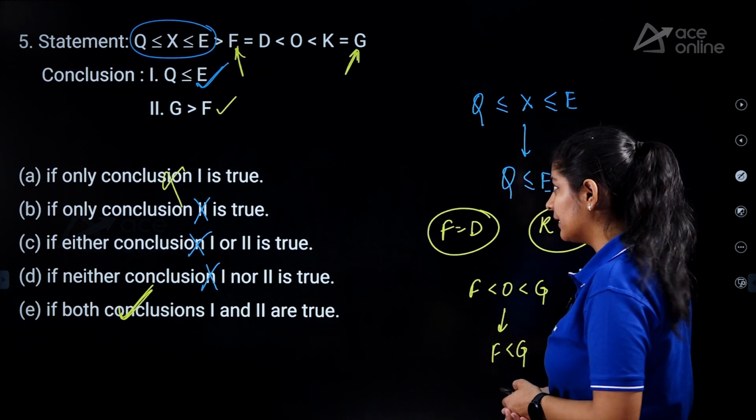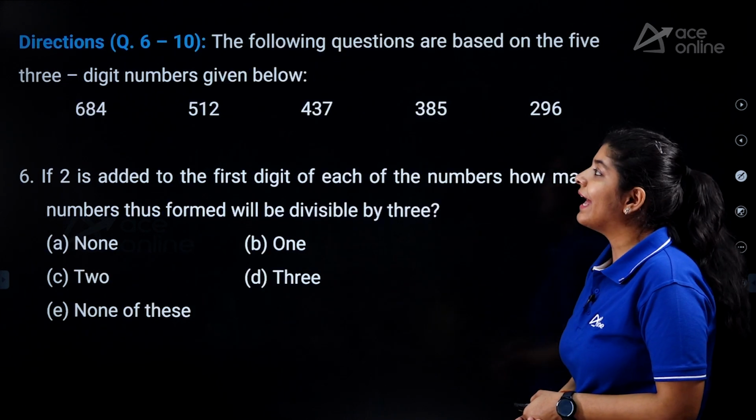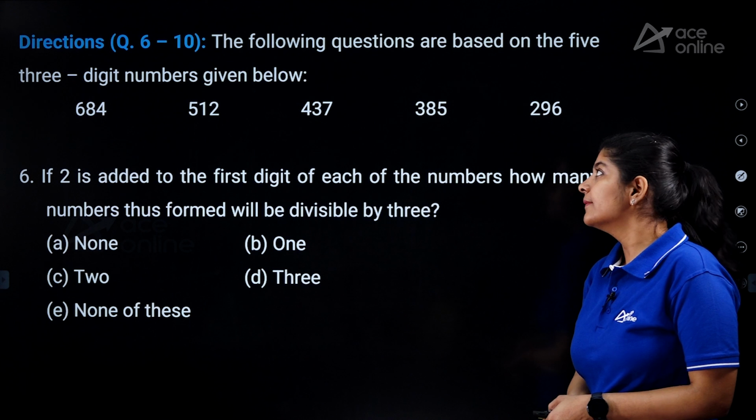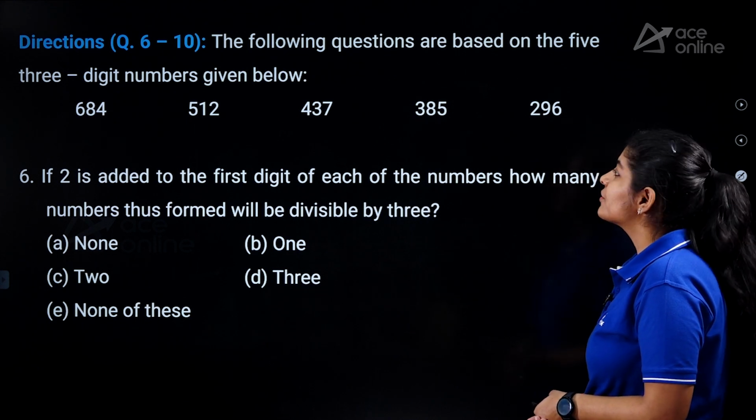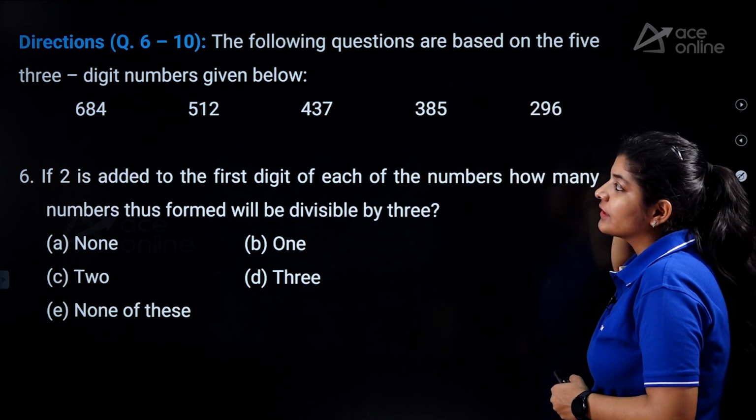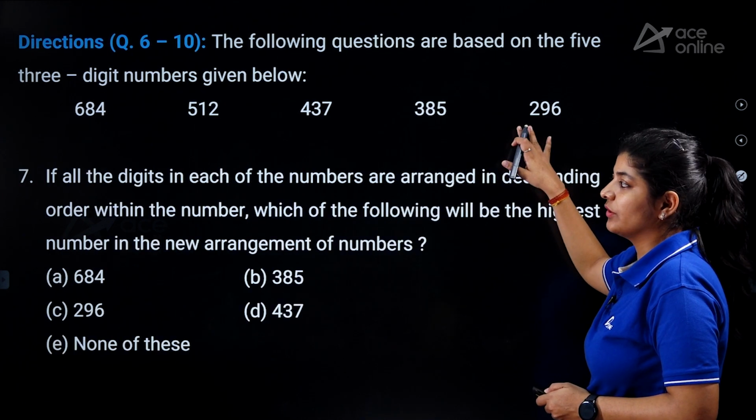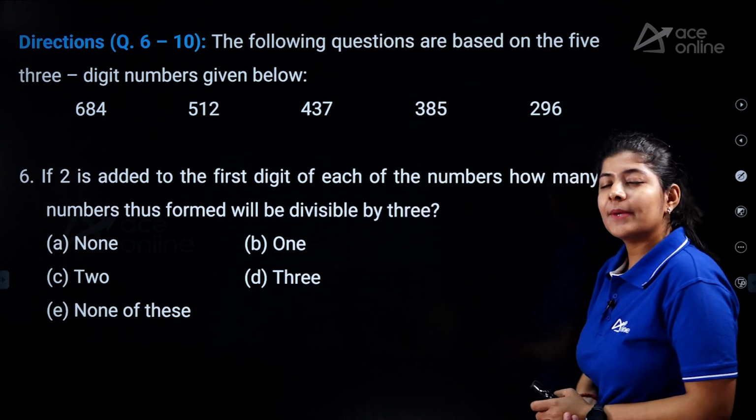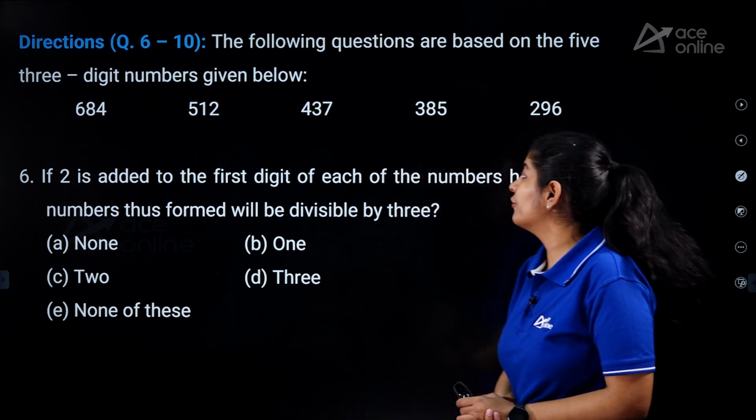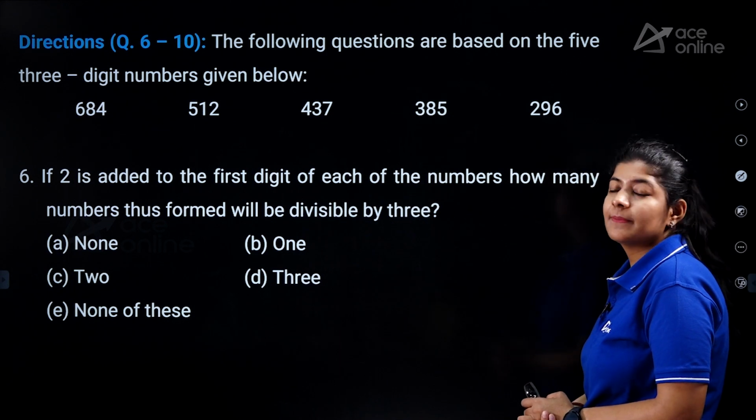Next, let's move towards the next questions and let's see. Here we have the directions for questions 6 till 10. The question says that the following questions are based on the 5 3-digit numbers given below. Now we have to do these types of operations on these numbers. Question number 6 says, if 2 is added to the first digit of each number, how many numbers thus formed will be divisible by 3?